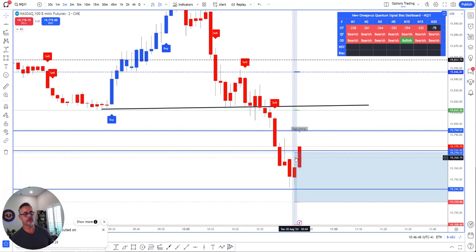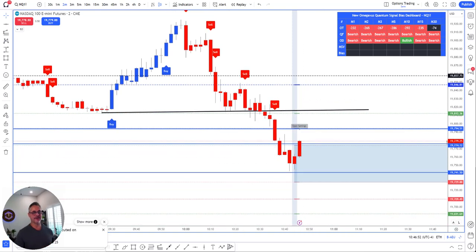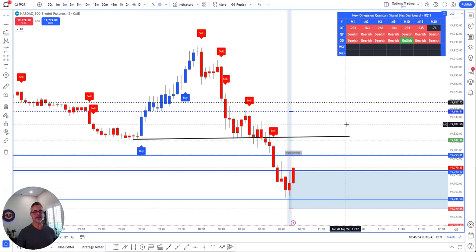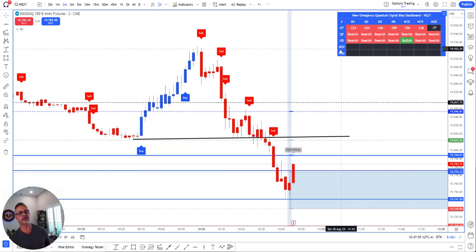So we walked away with a couple of, maybe $1 grand or something in there. And this is kind of, in a nutshell, how I take the trades using the brand new Omegavus Quantum Forecast Bias Tool dashboard. So can't wait to have the fixes on the bias and the MSV signal.